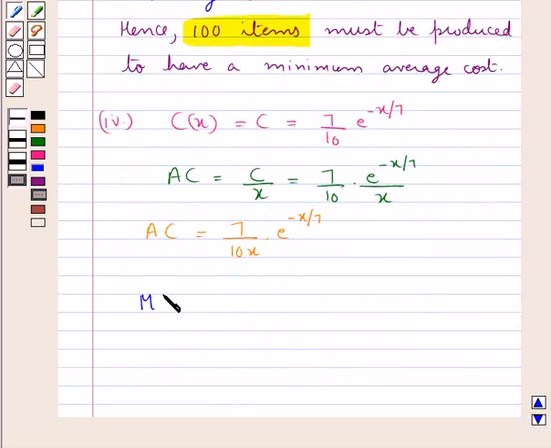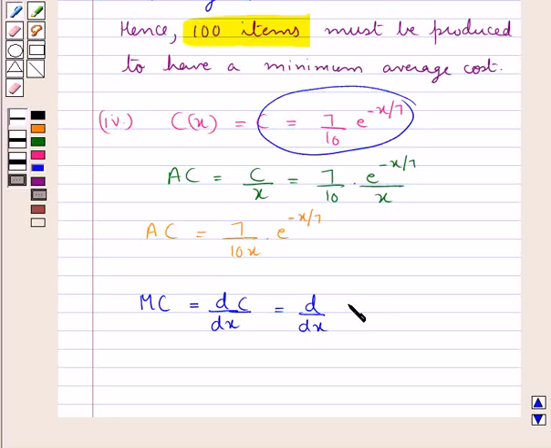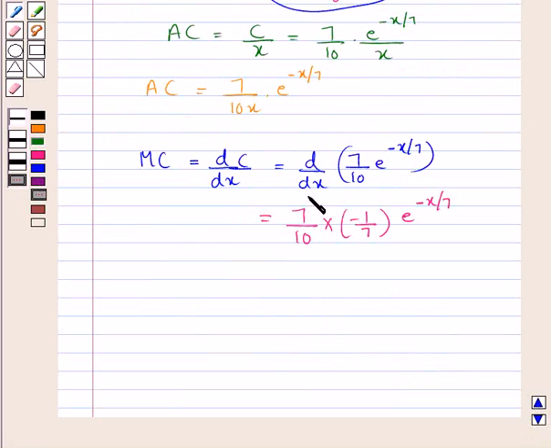Now, the marginal cost MC is equal to dc by dx. So, on differentiating C with respect to x, that is d by dx of 7 upon 10 into e to the power of minus x upon 7, we have this is equal to 7 upon 10 into minus 1 upon 7 into e to the power of minus x upon 7. So, we now have minus e to the power of minus x upon 7, this upon 10. This is the marginal cost.